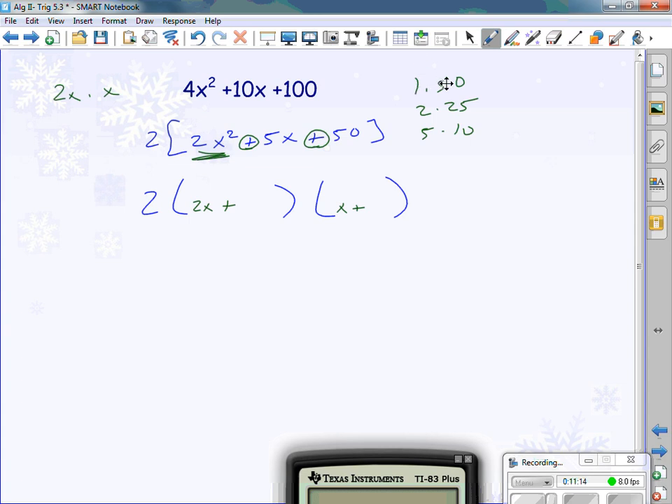Well, I know for sure a 50 is out of the question. Well, 25 times anything is going to give me 25. That's too big. 5 and 10. 10 times anything is bigger than 5. What's happened? Nothing works. There is no solution. Sometimes you're going to do all this work and you're still going to get no solution. Don't think that every single problem can be solved. That 10 in the middle causes me a problem.